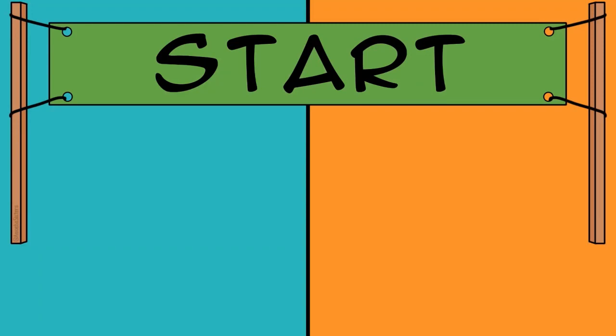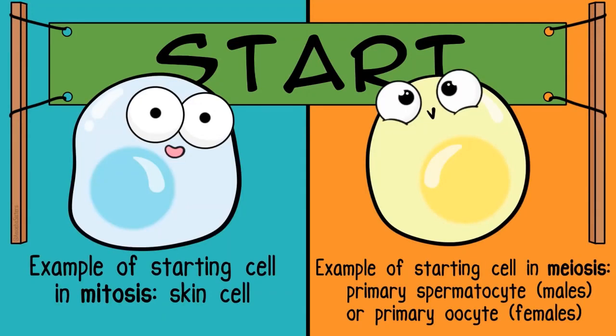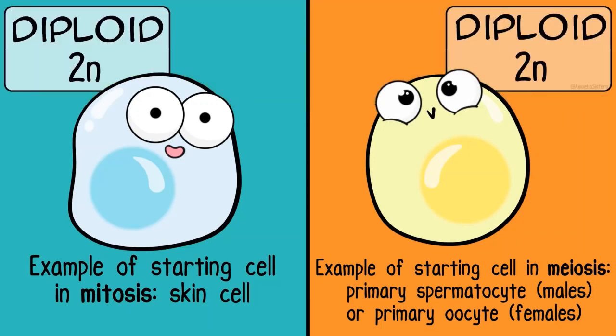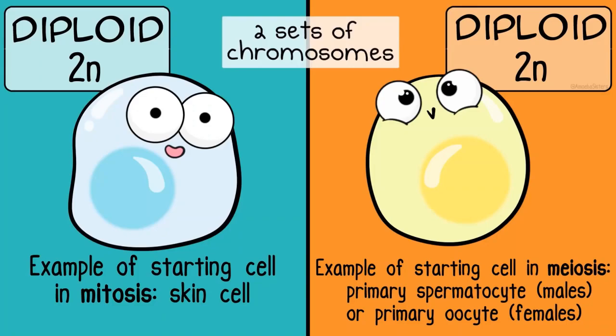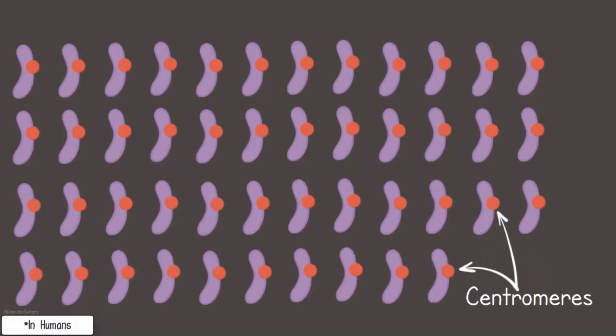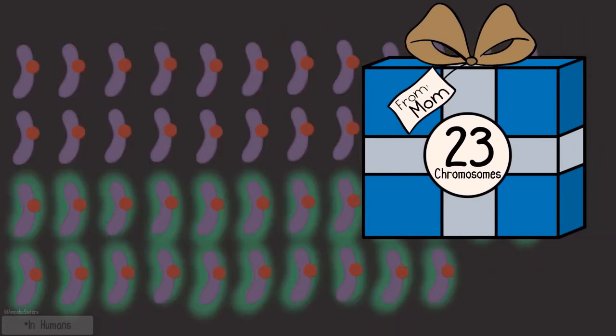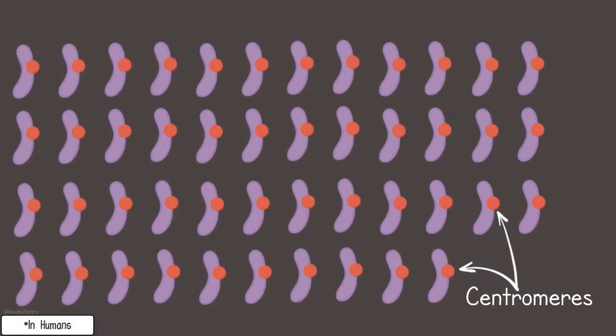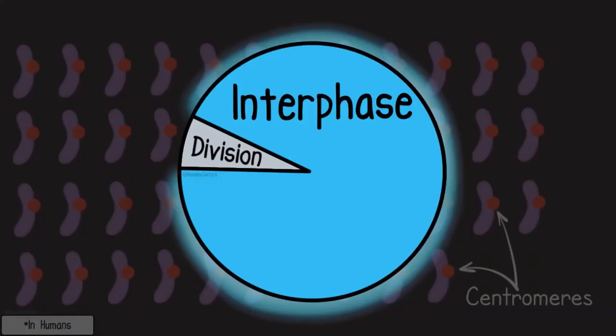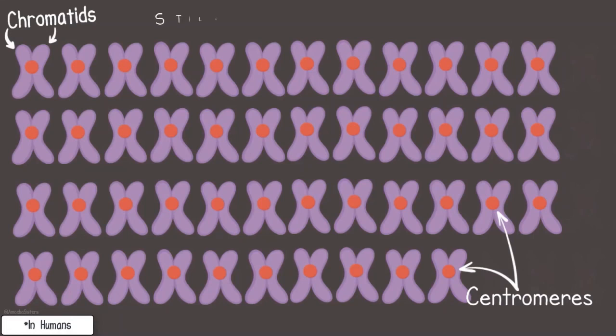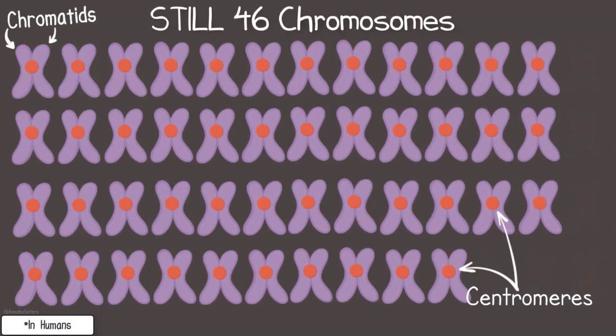Before we start mitosis and meiosis, let's look at what you start with. Your starting cell in both mitosis and meiosis is diploid, written here as 2N. That means it has 2 sets of chromosomes. In humans, that's 1 set of 23 chromosomes from mom and 1 set of 23 chromosomes from dad. 46 chromosomes total. During interphase, the cell duplicates the chromosomes. When you duplicate 46 chromosomes, you still say there are 46 chromosomes as the newly duplicated portion is still attached at the centromere region, but there are actually 92 chromatids.